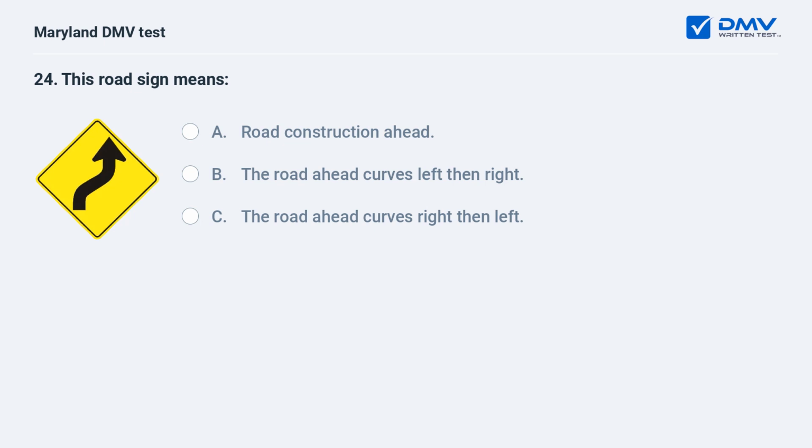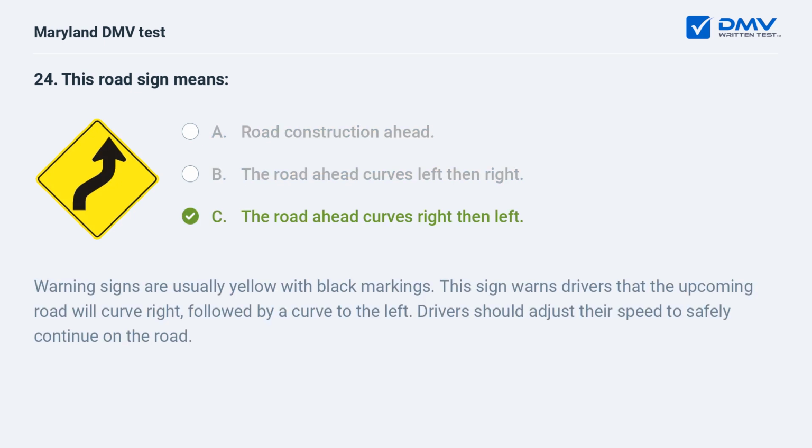This road sign means: A. Road construction ahead. B. The road ahead curves left then right. C. The road ahead curves right then left. C. The road ahead curves right then left.